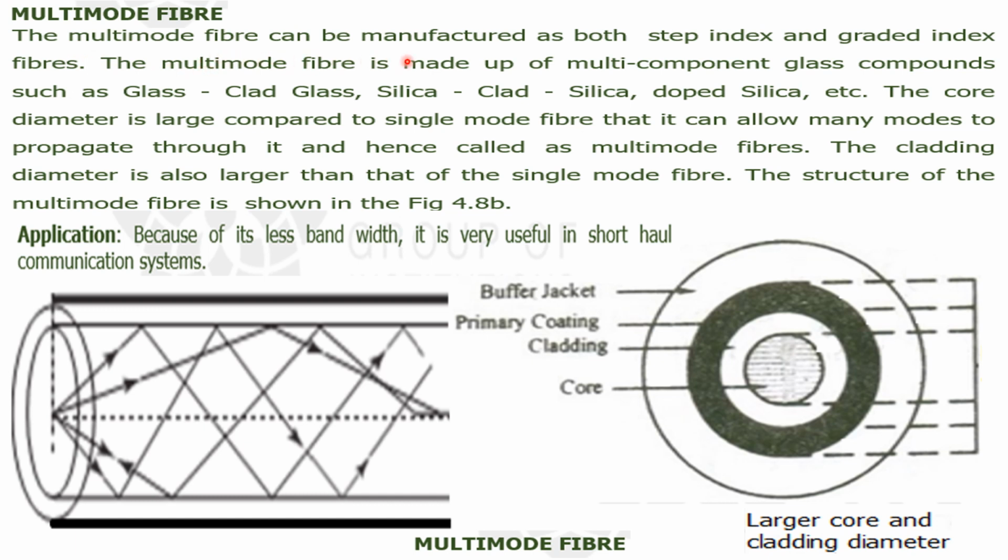The multi-mode fiber can be manufactured both as step index and graded index fiber, about which we will know in the next classification. Okay, so the core diameter is large compared to single mode optical fiber, so it can allow many modes to propagate through it and hence is called multi-mode fiber. The cladding diameter is also larger than that of the single mode optical fiber. The structure of the multi-mode is shown in the picture.